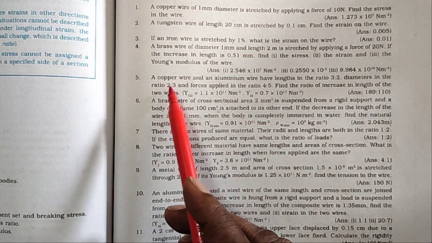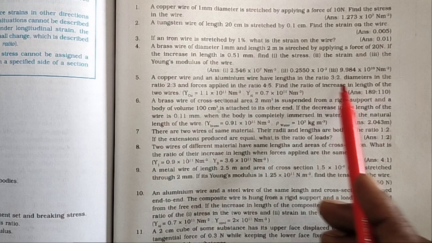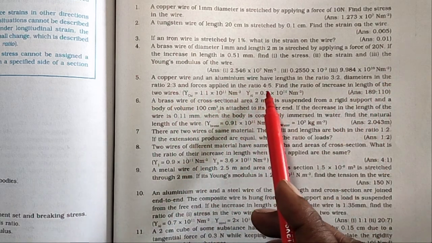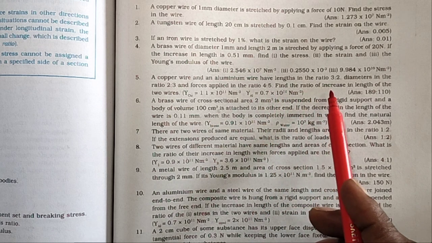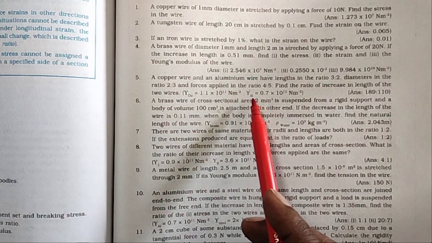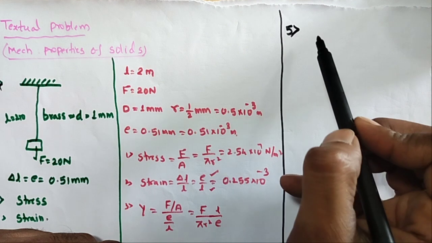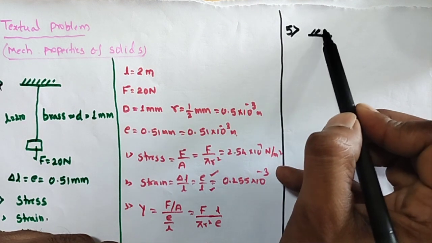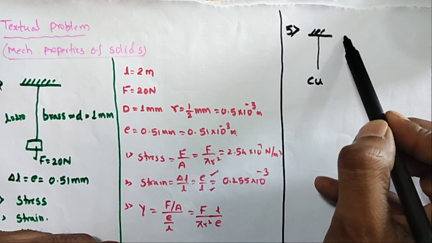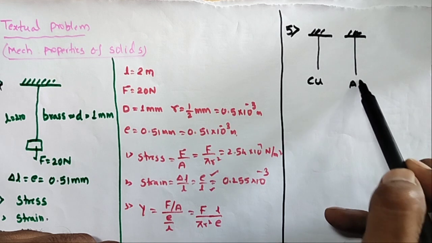Fifth problem. A copper wire and an aluminum wire have lengths in the ratio 3:2, diameters in the ratio 2:3, and forces applied in the ratio 4:5. Find the ratio of increase in length of the two wires. Very simple. Two wires are given. This is a copper wire, Cu, and this is another wire, aluminum, Al.